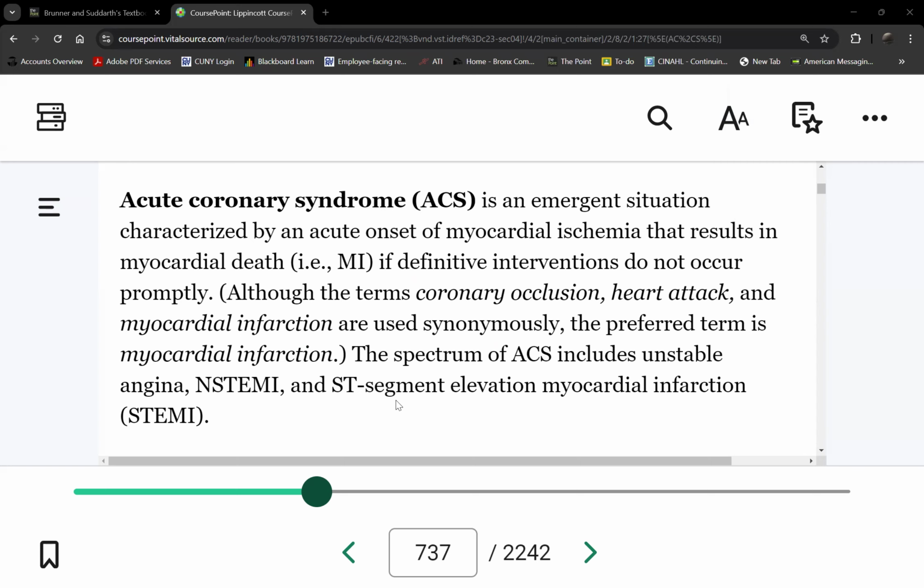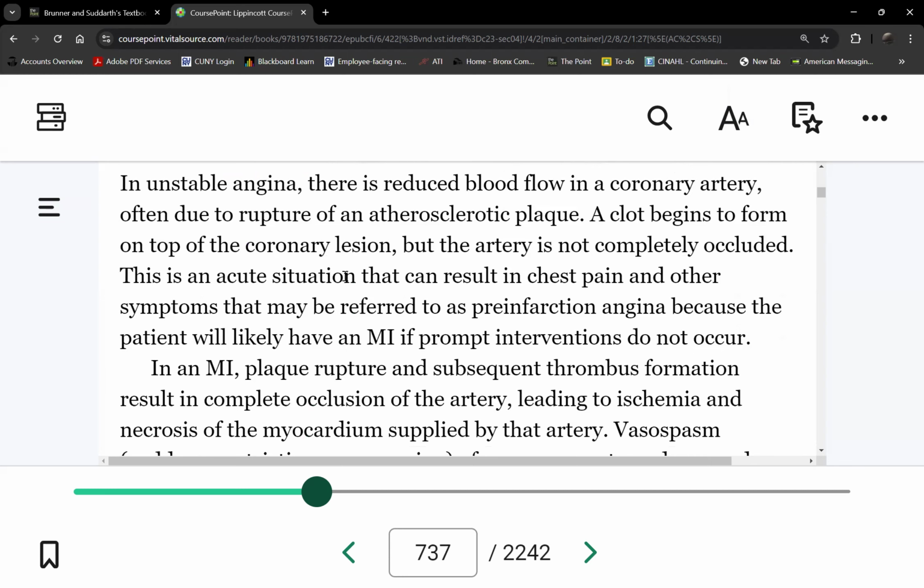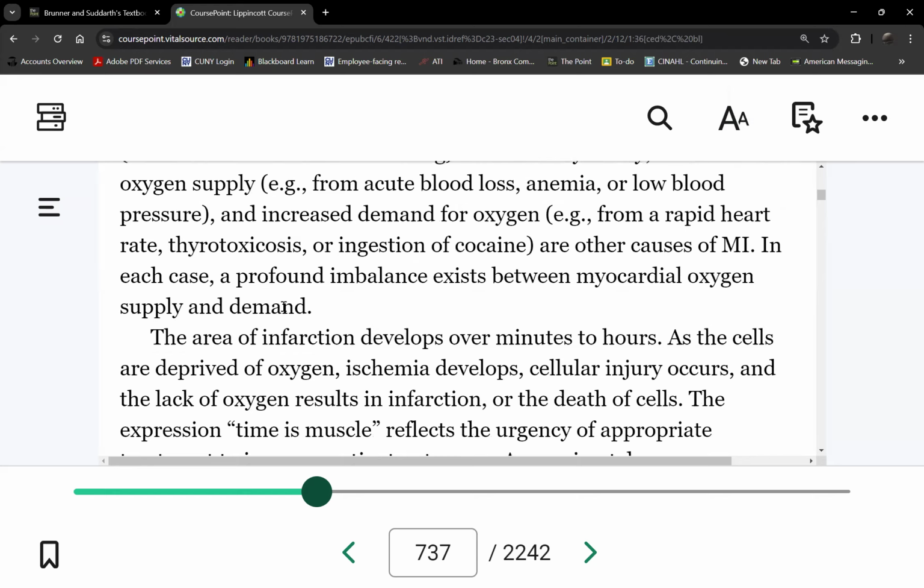So when we talk about ACS, this is now an emergency. Like I said, there are three acute coronary syndromes. They are unstable angina, non-ST elevation MI, and ST elevation MI. How do we tell them apart? Cardiac 12-lead ECG and cardiac enzymes taken within 10 minutes of arrival. So here are the differences, one in each paragraph.